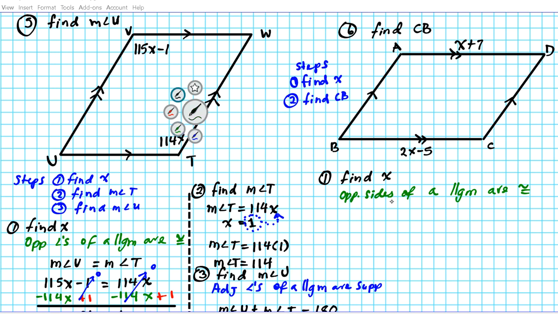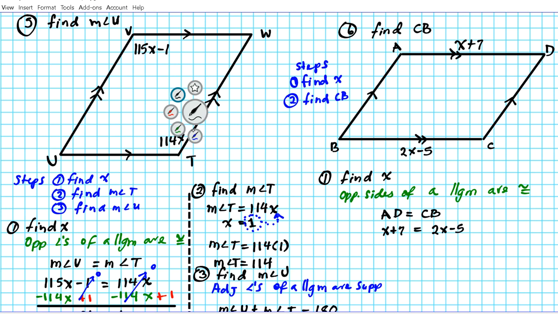So let's set up that equation. Wait, let's write down a statement first before we substitute, okay? So the statement that we can write is that AD is equal to BC, or CB, doesn't really matter, okay? All right, so this side and this side are congruent since they're opposite. AD is x plus 7, and that's equal to CB, which is 2x minus 5.